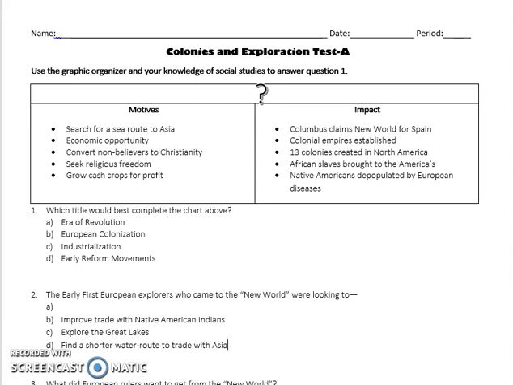A. Era of Revolution. B. European colonization. C. Industrialization. D. Early reform movements.